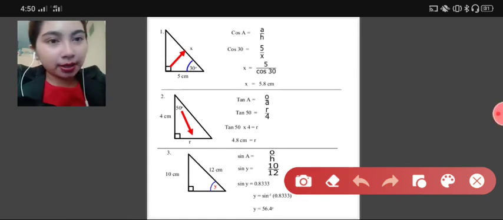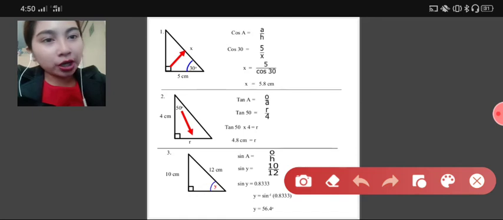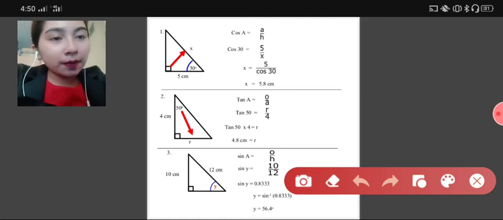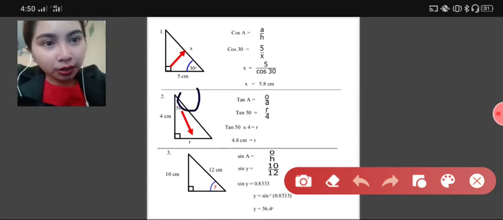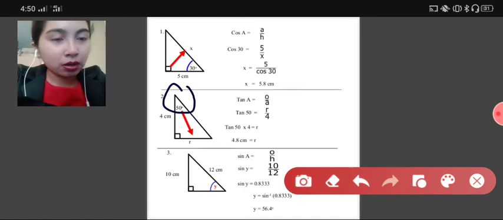Okay, dito naman. Number 2, since given na yung opposite and adjacent natin, hypotenuse yung wala, yung kailangan natin hanapin, gagamitin natin yung TOA, which is the tangent is equals to opposite over adjacent. And yung mystery angle natin is 50 degree.